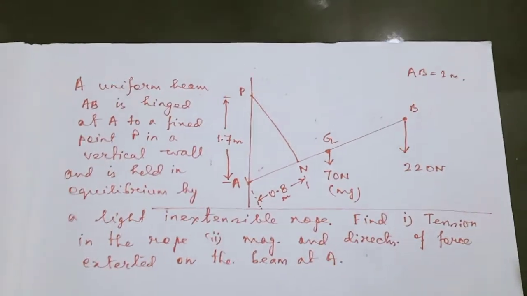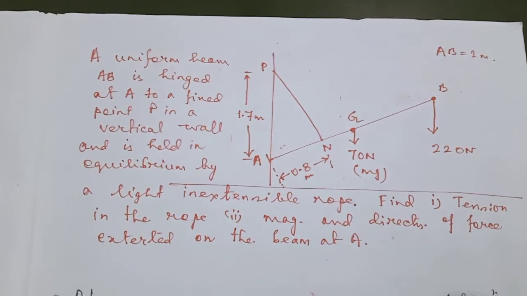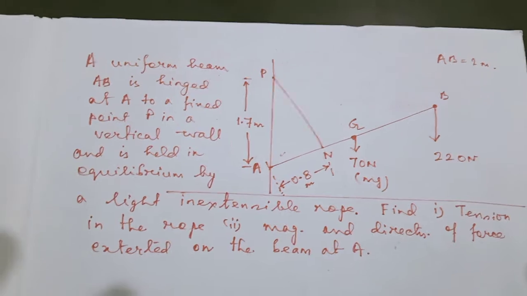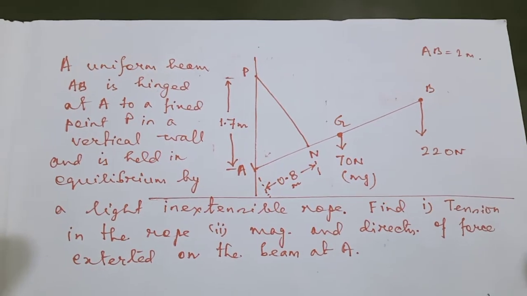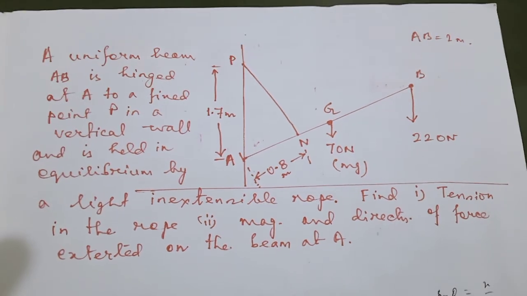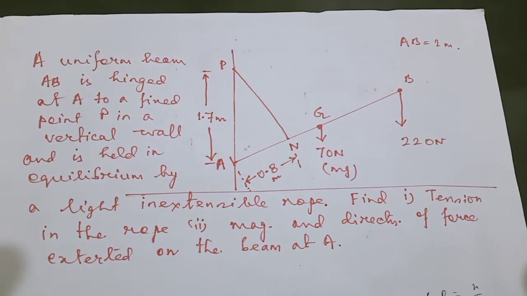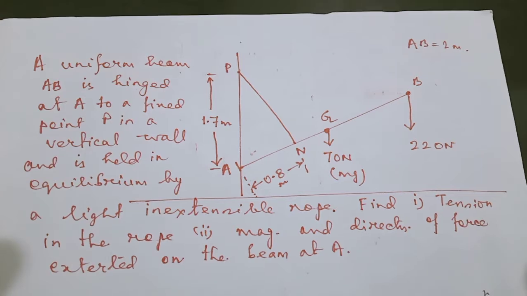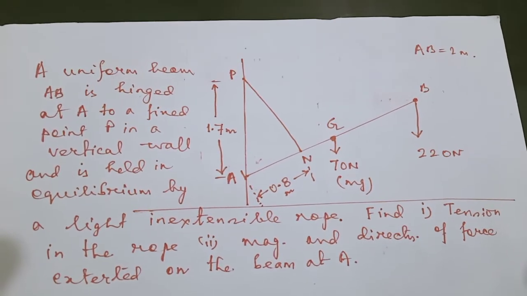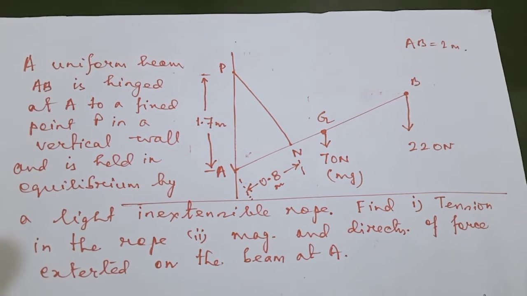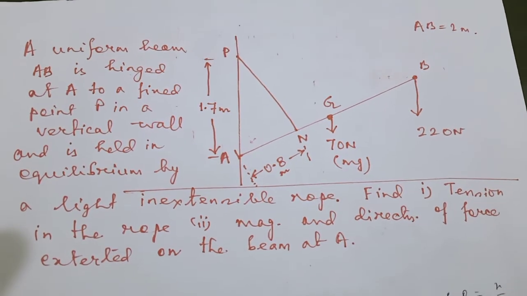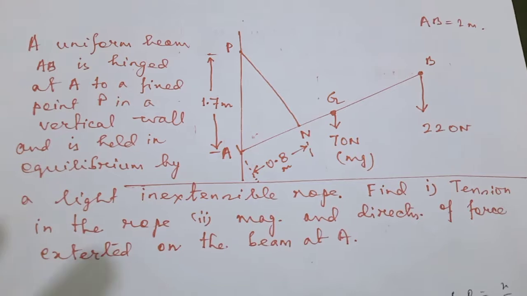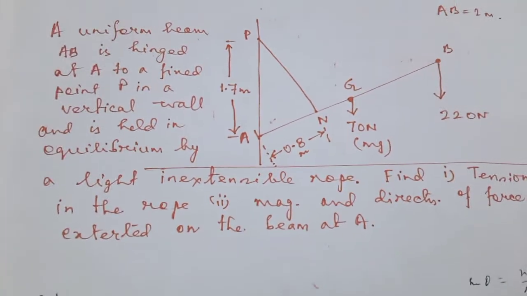See another very interesting problem here. A uniform beam AB is hinged at A to a fixed point P in a vertical wall and is held in equilibrium by a light inextensible rope. PN is the rope and A is the hinge, AB is the uniform beam. At B there is a load which is 220 Newton. G is the center of gravity, from where its weight is acting downward, that is 70 Newton.